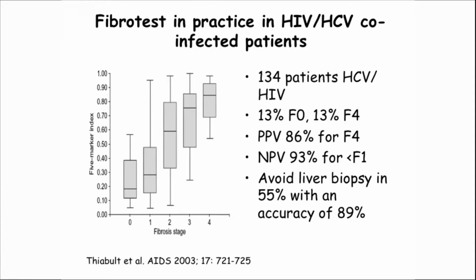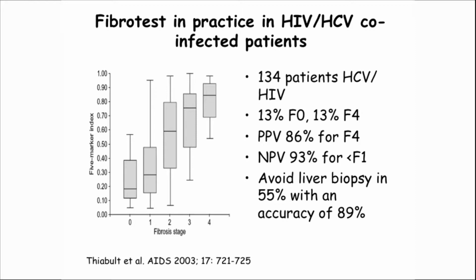Do they help? Do they work in co-infected patients? Clearly, a number have been evaluated in HIV settings. So this is Fibrotest for HIV Hep C co-infected patients. And as you can see, they're really good at discriminating people with no fibrosis from cirrhosis. But in between all of that, there's a big overlap.